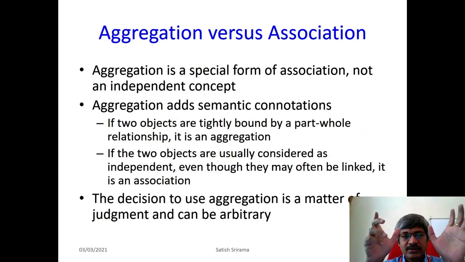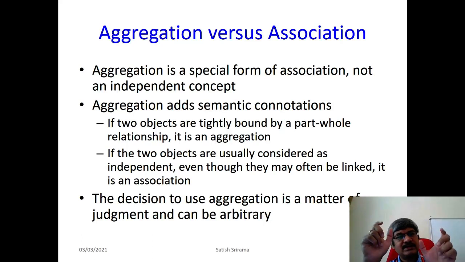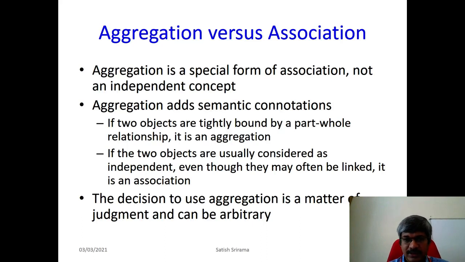If we compare aggregation and association, aggregation is a special form of association. It's not an independent concept. Aggregation adds semantic connotations, additional meaning to it. If two objects are tightly bound by a part-whole relationship, it is an aggregation. If the two objects are usually considered as independent, even though they may often be linked, it is an association. We have seen several association examples, and we also have seen an aggregation example.